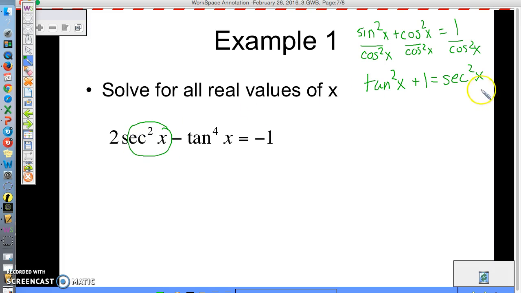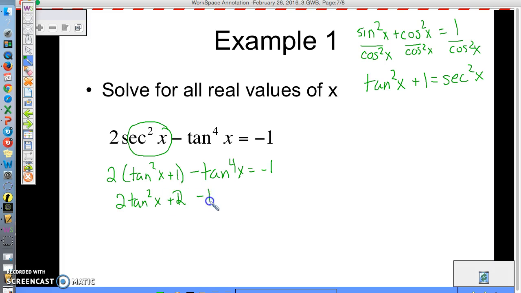So now we can replace this with tan squared of x plus 1. So we end up with 2 times tangent squared of x plus 1, minus the tangent to the 4th of x equals negative 1. Distribute, plus 2. And again, we'll set it equal to 0, and I like to make that highest power to the 4th positive, so I'm going to add this to each side, subtract 2, and subtract 2 tangent squared of x.